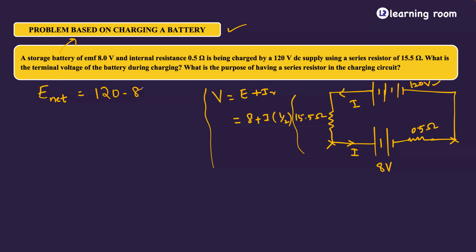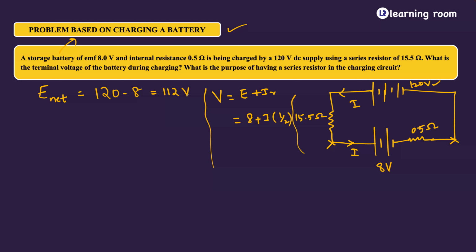Am I clear with this? There's a very important point to be noted. This concept is called cells in series and parallel, which I'll be discussing later. But as of now, could you understand what I'm trying to say? So it will come out to be 112 volt. Clear?